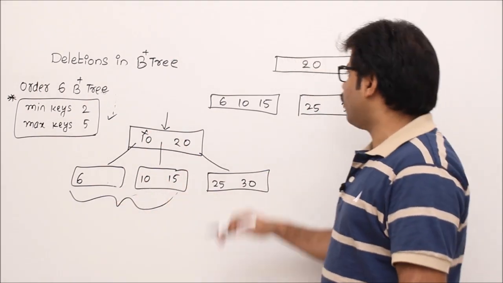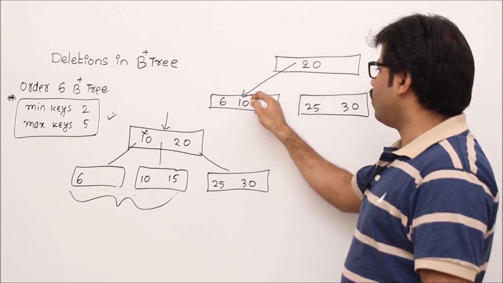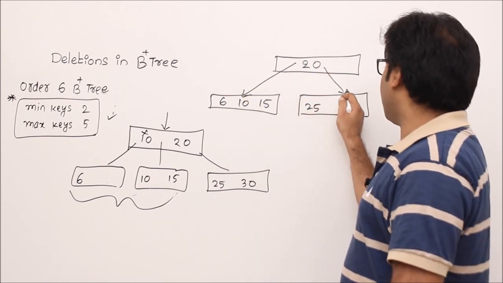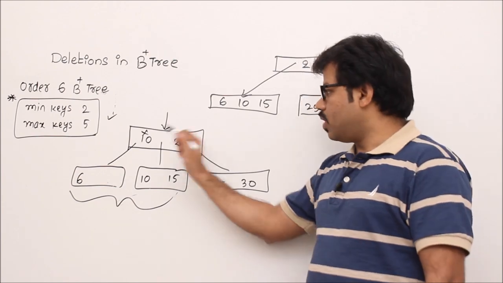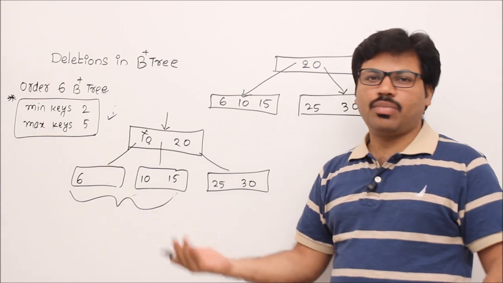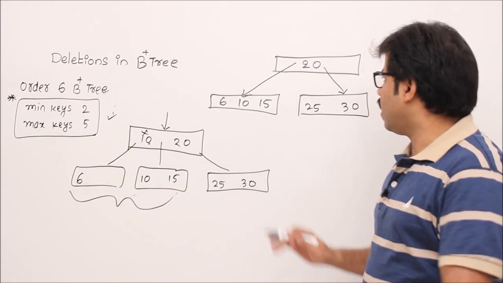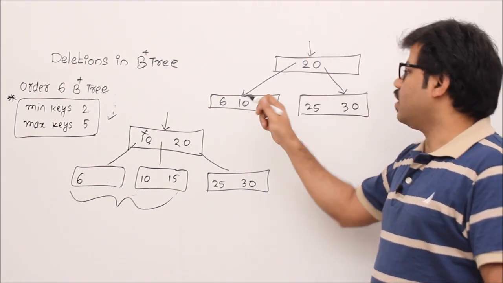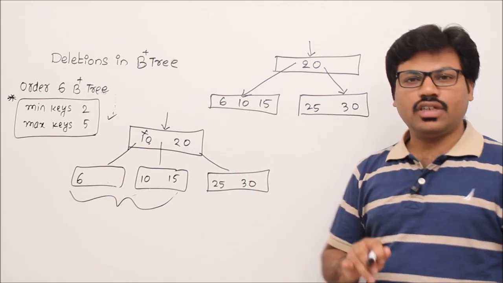All these things are going left side. So 20's left is 6, 10, 15, and 20's right is 25, 30. Already I told you the purpose of 10 is only helping in anchoring. Then when you don't require it, happily we can delete it without bothering about anything, right? So this will be the resultant tree: 6, 10, 15, 25, 30.